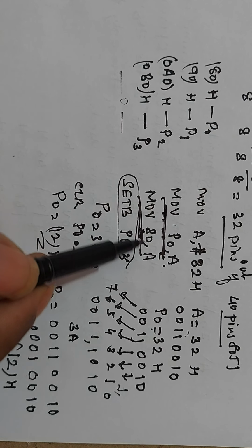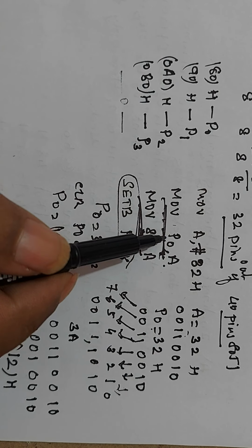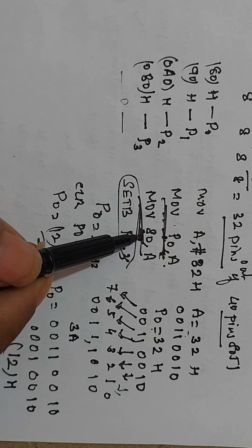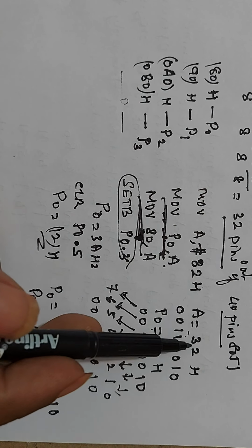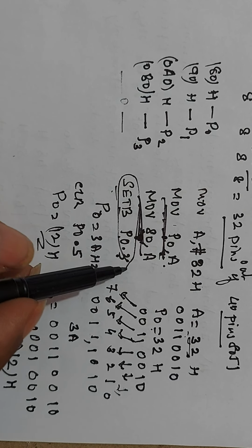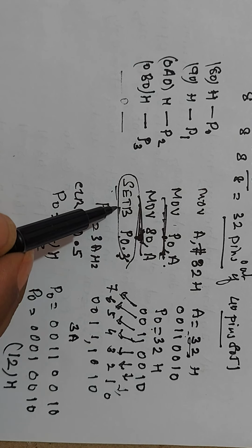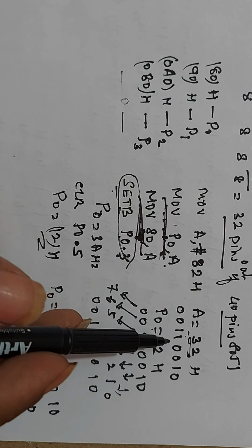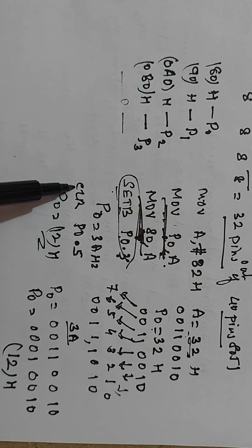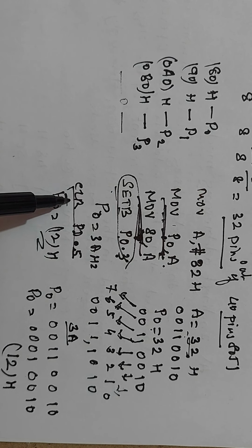80 means you can write either P0 or 80, because 80 is the byte address of P0. Now in this 80, that is RAM location 80, the number contained is 32. Now set bit P0.3 means make the third bit of the port P0 1. So among this, make the third bit 1. Then it becomes 3A.